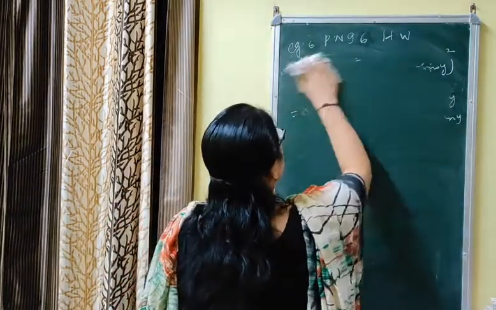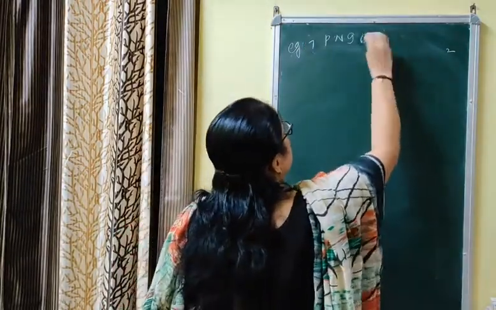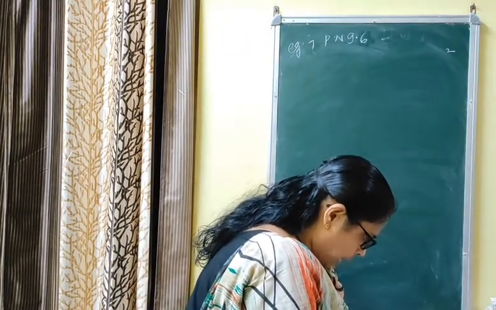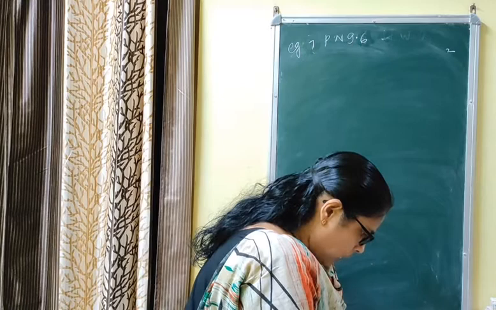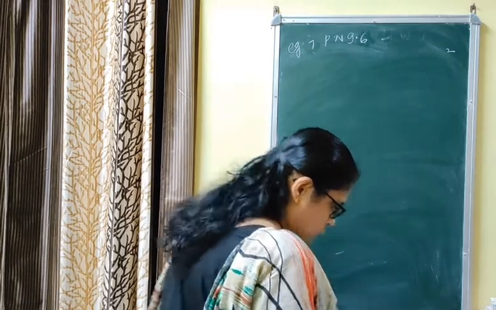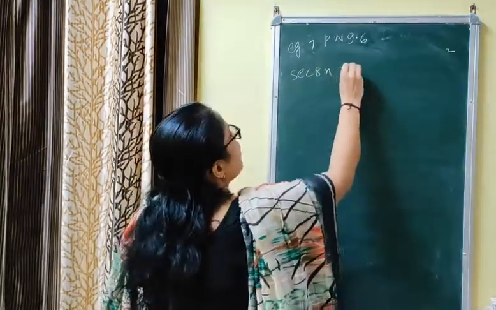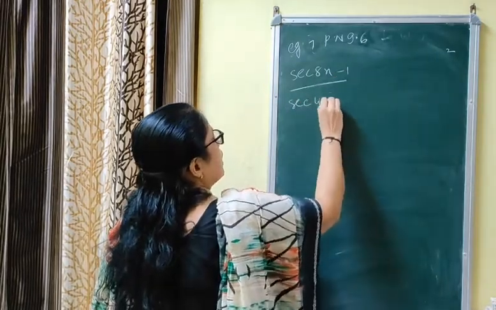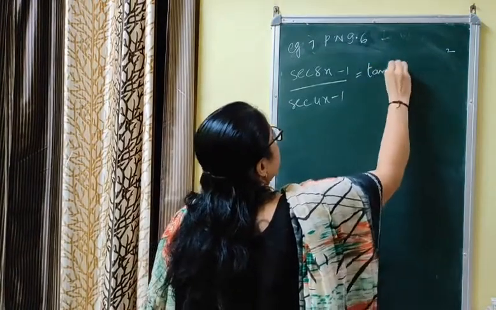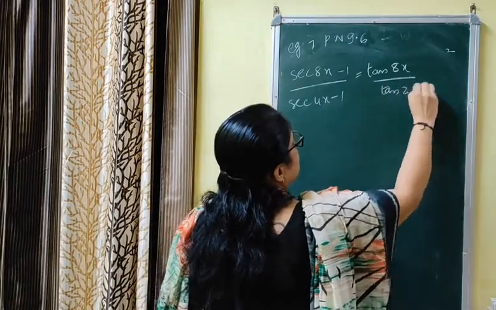Next question is example 7, page number 9.6. I am reading the question. This is NCERT exemplar, don't miss it. Prove that (sec 8x minus 1) upon (sec 4x minus 1) is equal to tan 8x upon tan 2x. Read the question very carefully.